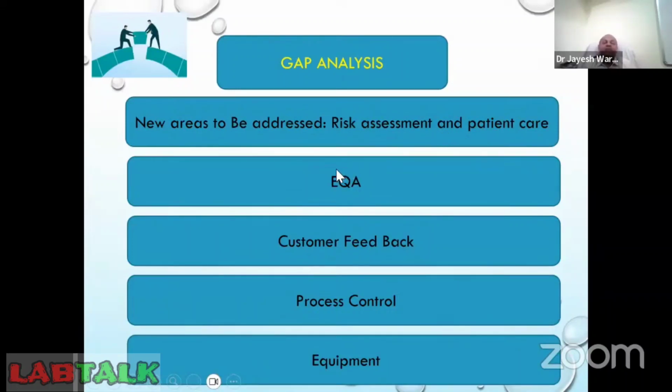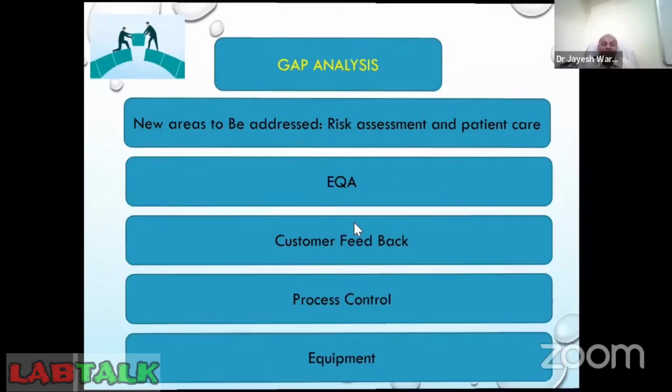The other areas where we should focus are EQA, customer feedback, process control, and equipment. So whether there are any resource requirements, process requirements, management system requirements, or other requirements with respect to quality assurance, you have to focus on these areas. So you have to perform a gap analysis by performing internal auditing of your laboratories, mainly focusing on these areas.